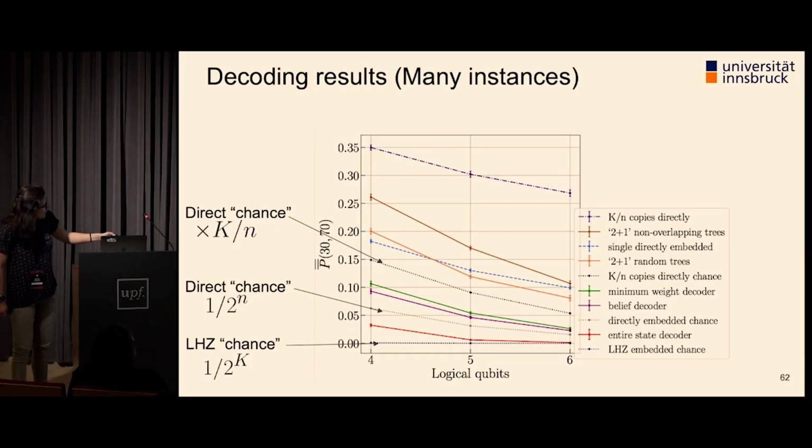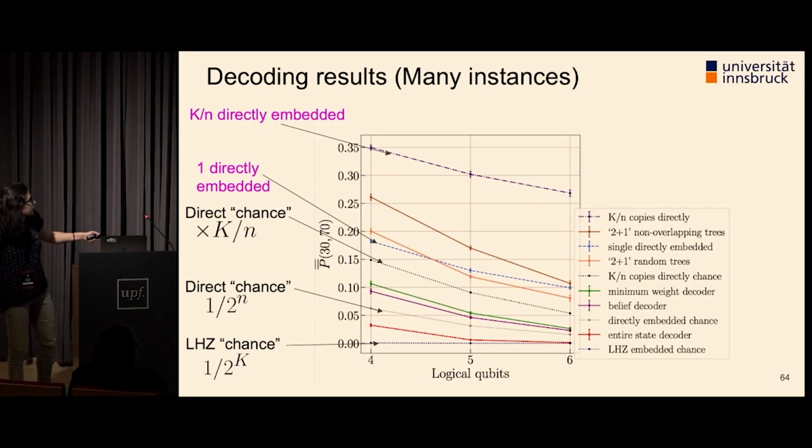And the final thing I compared it to, the motivation of the embedding is that we wouldn't be able to use the directly embedded models anyway. So I compared it to the performance of a single directly embedded model, and you can see that the spanning trees perform somewhat similarly, but when you then multiply this by k over n copies, they're still not performing as well.